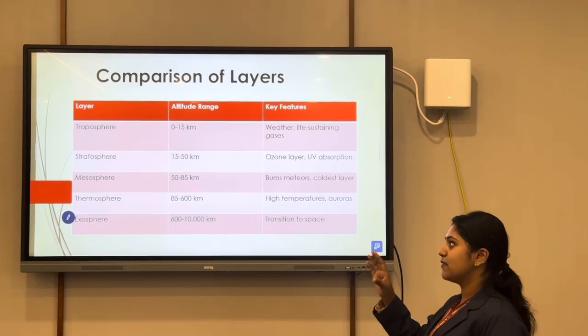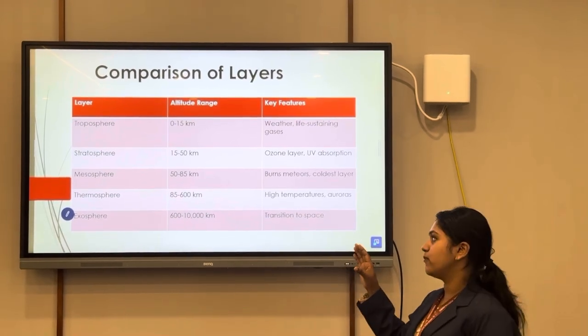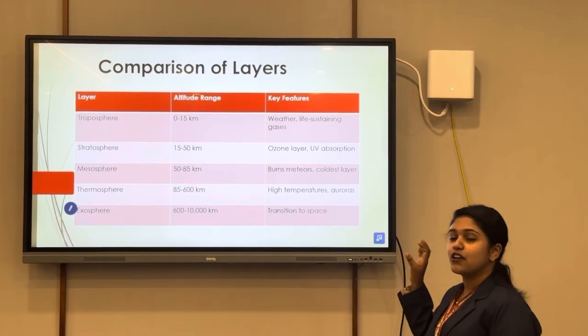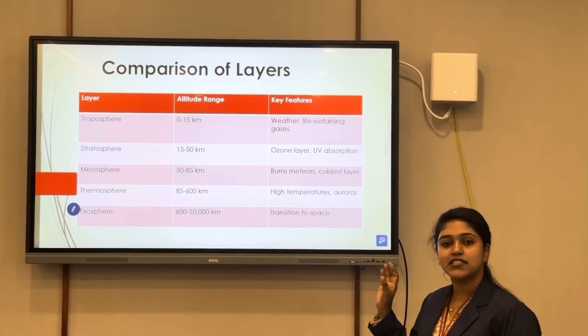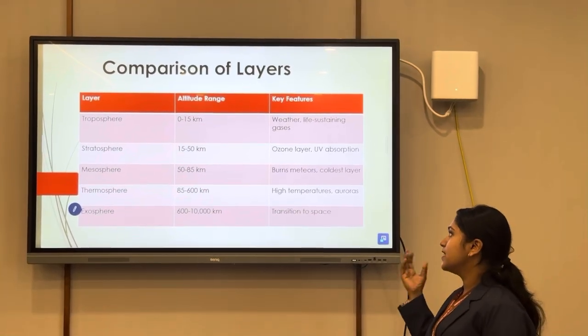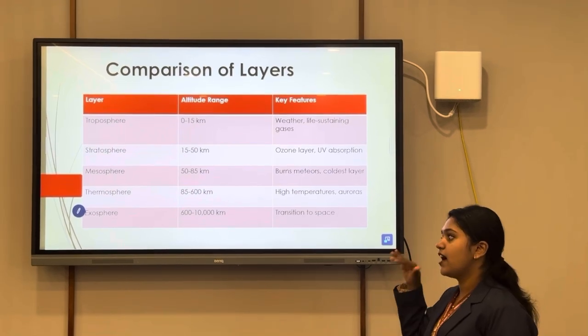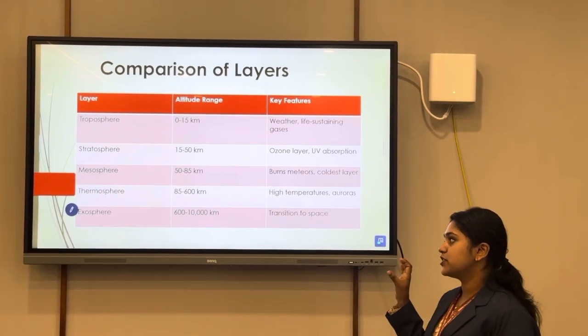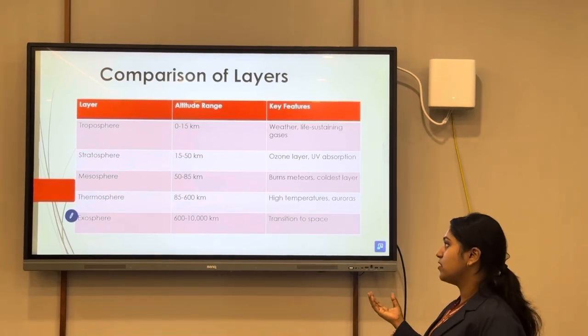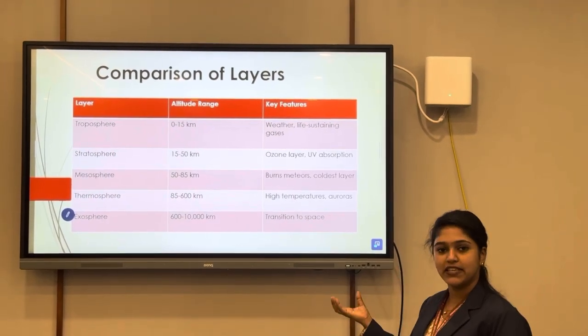The mesosphere extends from 50 to 85 km and is the coldest layer. Then the thermosphere is 85 to 600 km. This has the highest temperature. Then the last layer is the exosphere. This is the uppermost layer, 600 to 10,000 km, which is the transition to space.